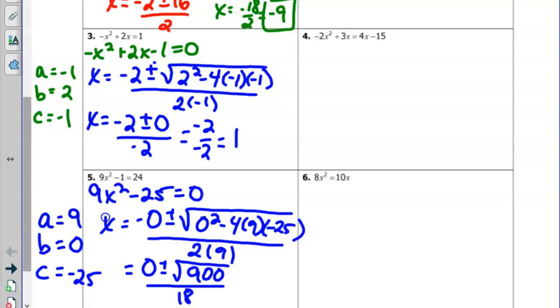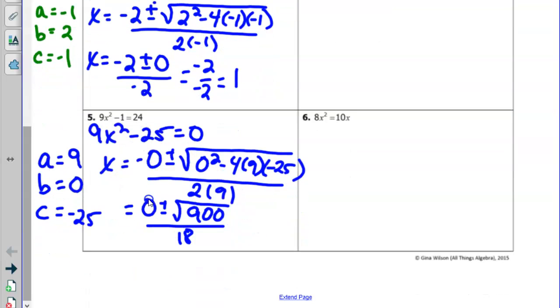So we have it over 18. What is the square root of 900? 30, good. So I'm going to drop off the 0, so it doesn't matter if you're adding or subtracting. So we do have a plus and minus. And what does that reduce to? Is it 5 or 8? Yeah, one more. Okay.